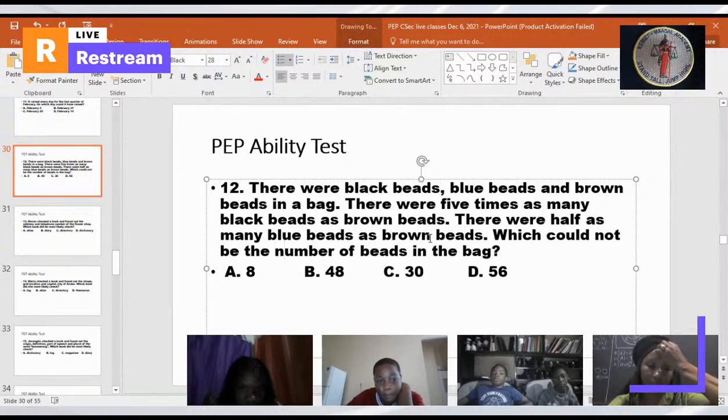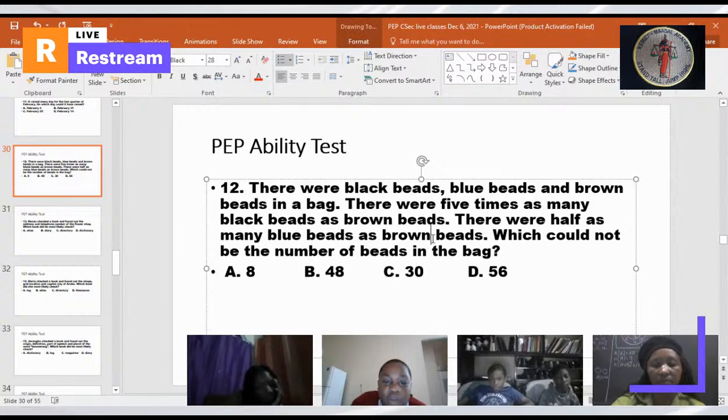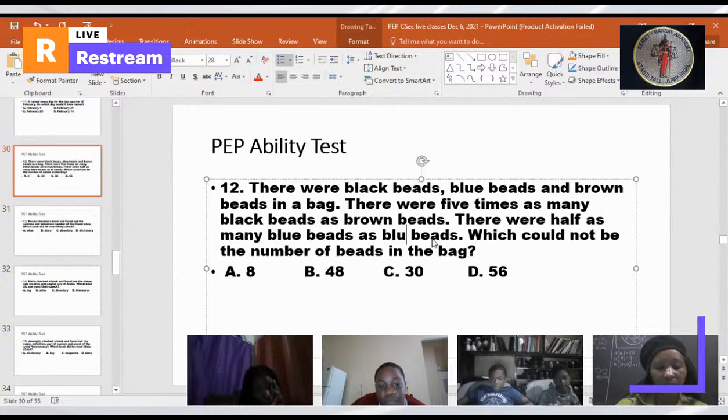Miss, is it B, 48? Hold on. All right, so you're saying 48. Why? Miss, because if they're supposed to... sorry, this should switch. This should be blue here and brown here.